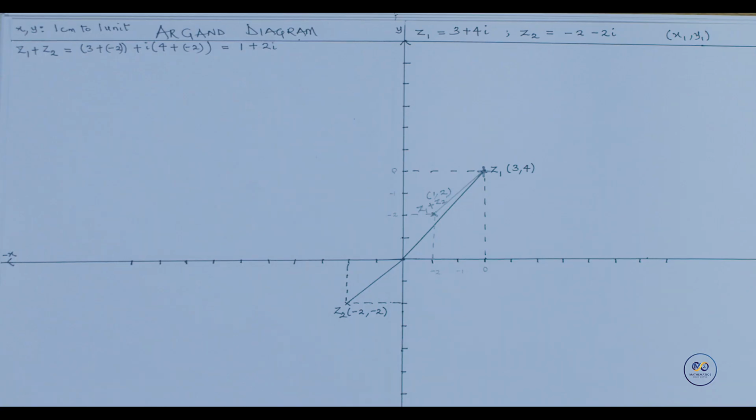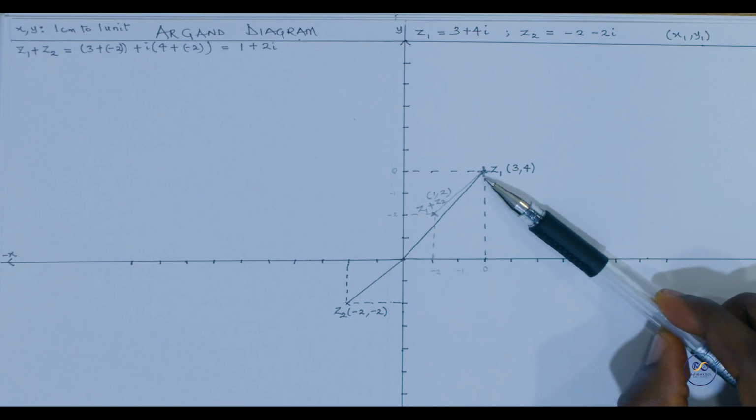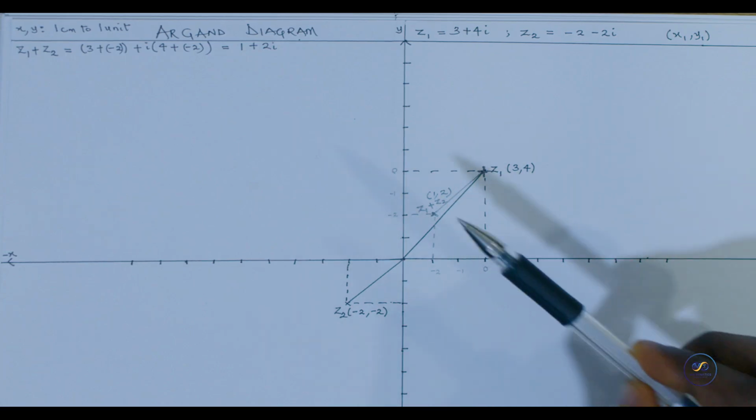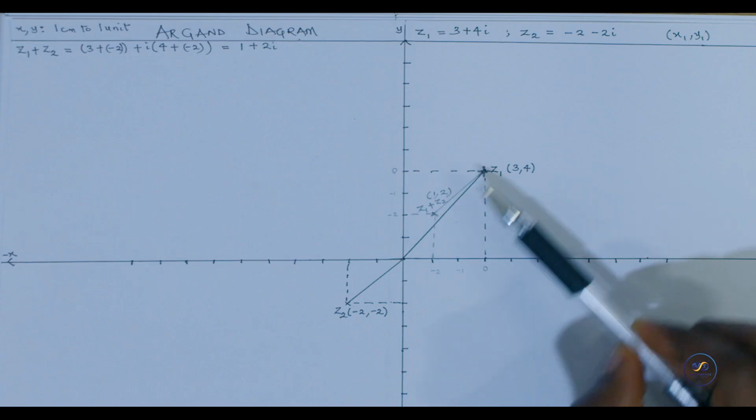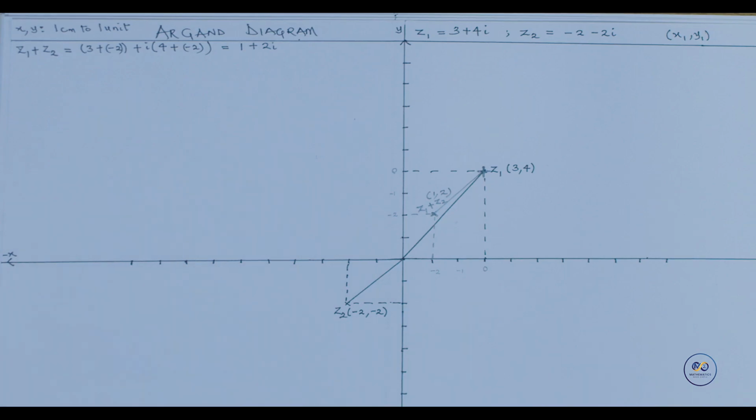In order to add, we just simply plot the first Argand diagram of the complex number, then overlay on it or continue from its endpoint the second complex number. The endpoint of that joined line would give us the addition.